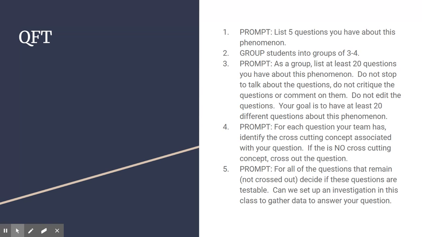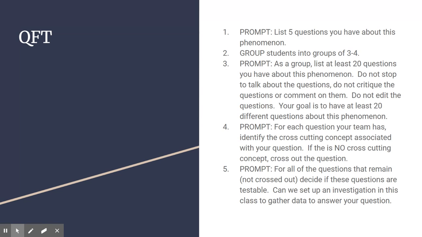This is new for a lot of students. You're first working with them. So make sure that you provide them the tools that they need to look at the cross-cutting concept and go back and forth with their question. So you'd have them identify the cross-cutting concept associated with each question.